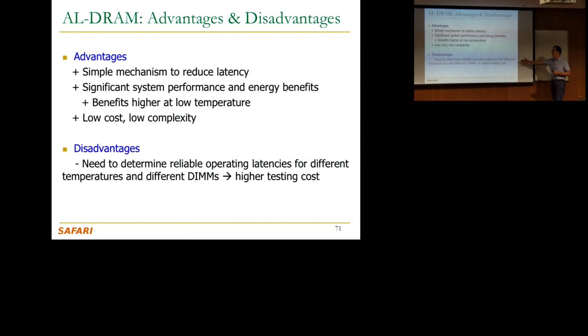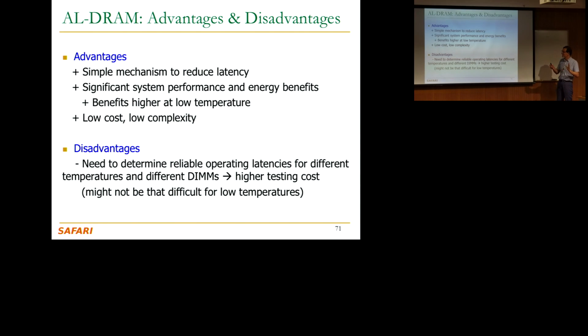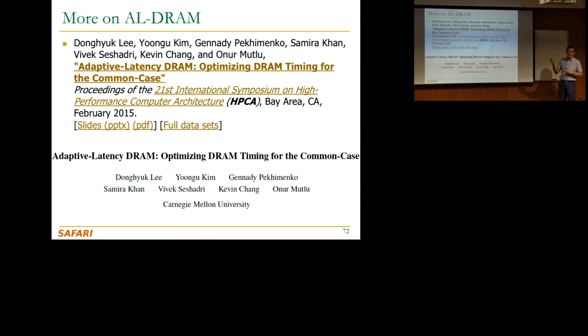It doesn't add much complexity. The disadvantage is basically this. We need to determine reliable operating latencies for different temperatures and different DIMMs. And that gives you a higher testing cost. And somebody needs to do that. This might not be that difficult for low temperatures, but might be difficult for every single DIMM. And that's what motivated us to look at how to achieve something like this with more dynamic methods. If you're interested, this is the paper, and all of the data is actually online on our website.